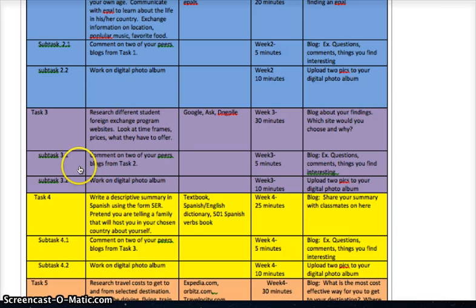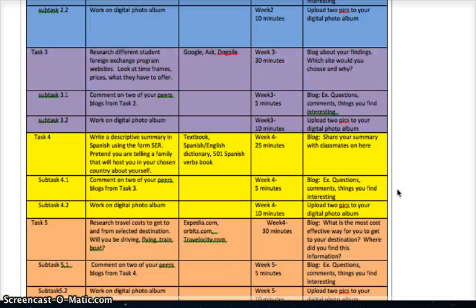Subtask 3.1 right here would be to comment on 2 of their peers' blogs from task 2. Again, questions, comments, things they find interesting in their peers' blogs. The next subtask, 3.2, is to work on their digital photo album. Again, at this point they should have 2, 4, 6 digital pictures in their photo album.